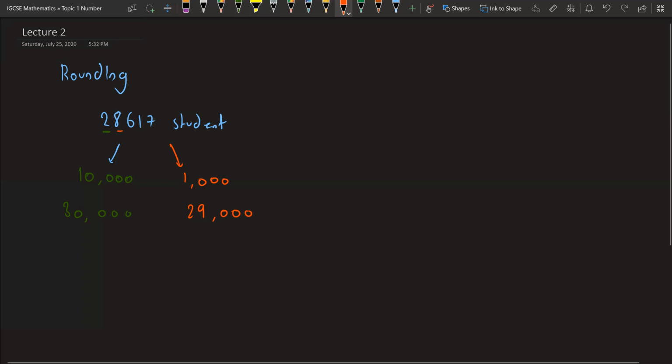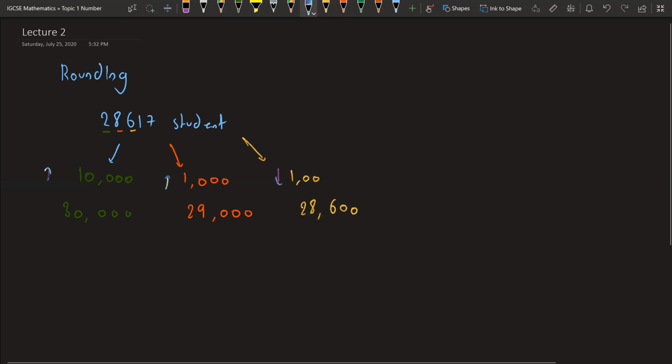And I could also report it as closest to 100. Rounding to the nearest 100 makes the value 28,600, because that's the closest number to the 100. Now it's called rounding. But as you can see here, when I round this part up, I rounded it up, but over here I rounded it down.